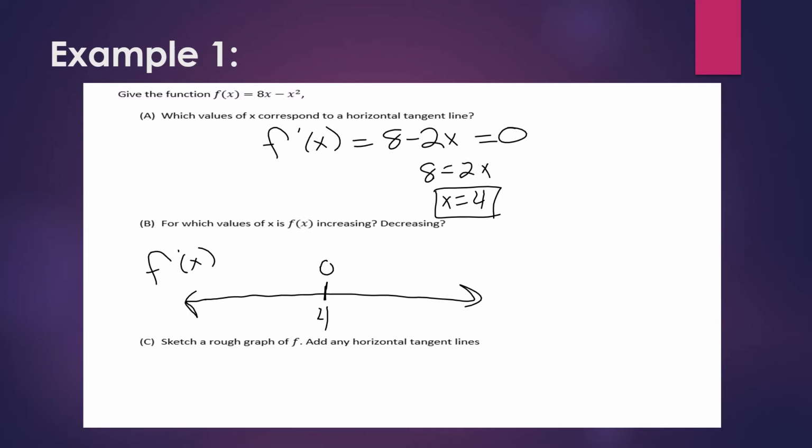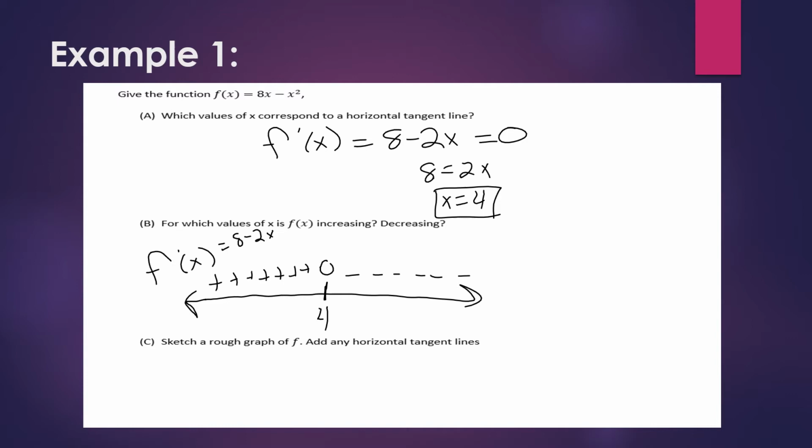So my derivative is 8 minus 2x. If I plug in something less than 4, let's plug in 0, I'm going to get 8 minus 0, which is 8, and that's a positive number. So my slope is positive over here. If I plug in something bigger than 4, so let's plug in 5, I'm going to get 8 minus 2 times 5, that's 8 minus 10, which is negative 2. I get a negative number. So I'm going to be increasing from negative infinity until I hit x equals 4, and then I'm going to decrease from 4 to positive infinity.